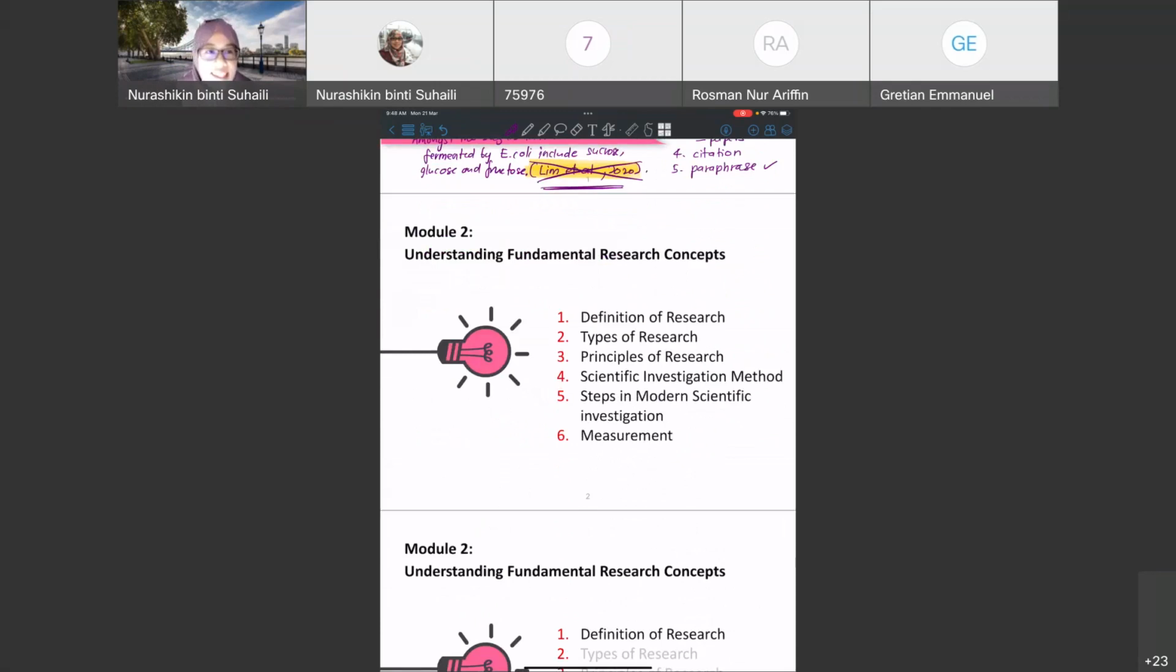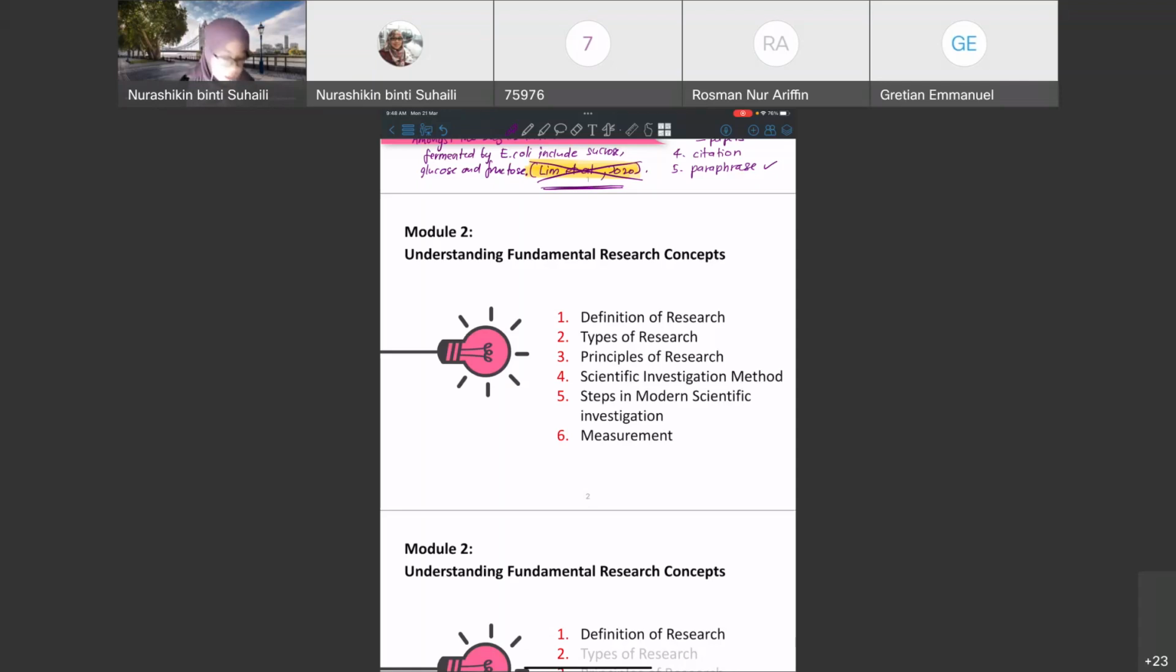Okay, the second module. So we are talking about scientific communication. Okay, in the first module, you know about communication. What is communication? When it comes to scientific communication, what kind of things, like what forms of scientific communication would exist in science. Okay, here module 2, we are talking about fundamental research concepts.